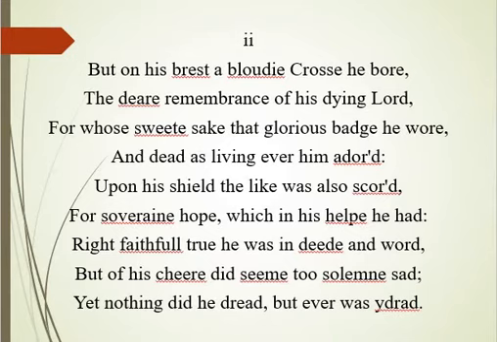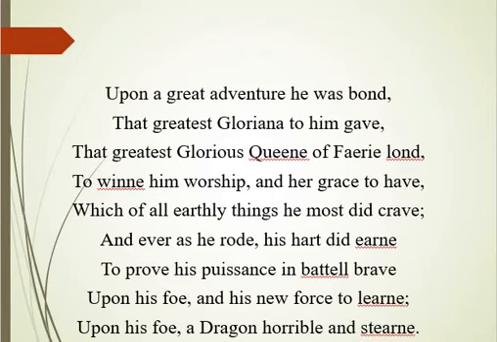So this explains the character and appearance of the knight, that he is very powerful, very loyal, a very sincere person, who didn't fear anything, but people are afraid of him. Upon a great adventure he was born. So he was on his way to a great adventure. The greatest Gloriana to him gave. Means he is talking about the greatest adventure that is assigned by Gloriana, the Queen of Gloriana.